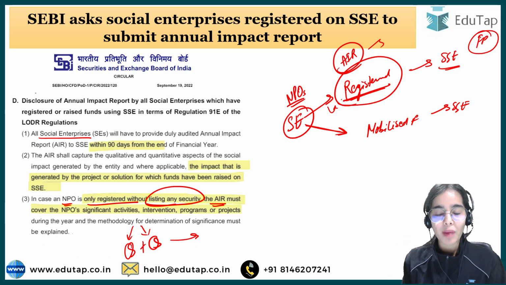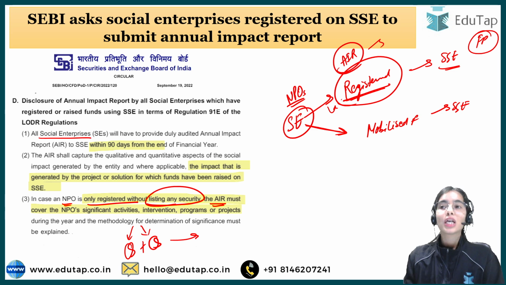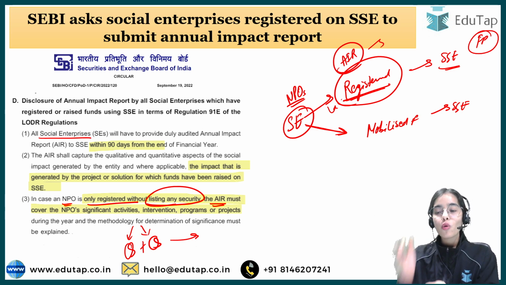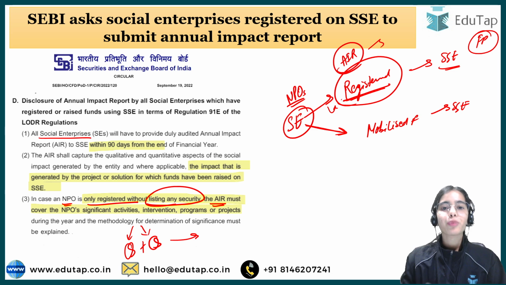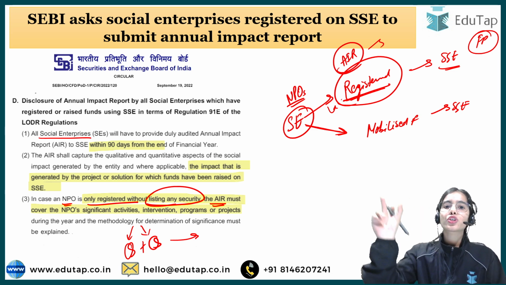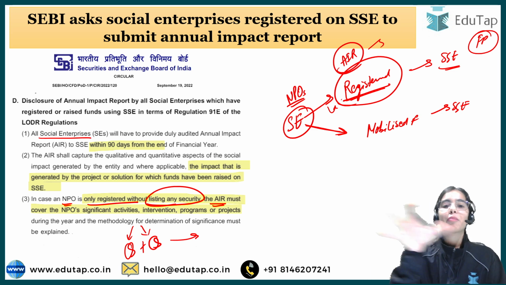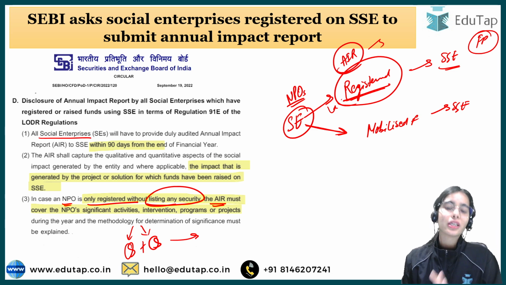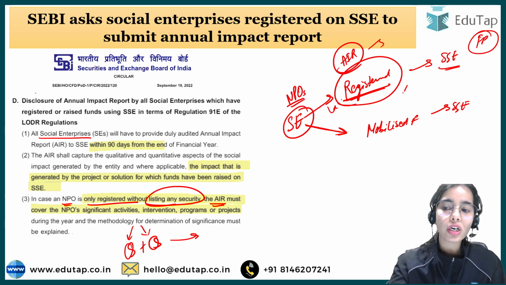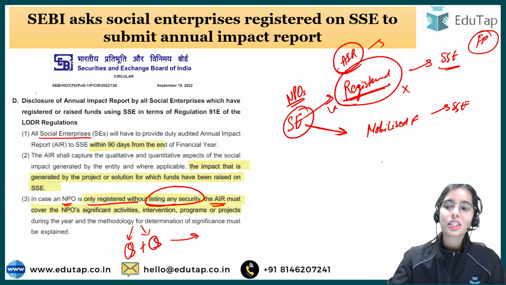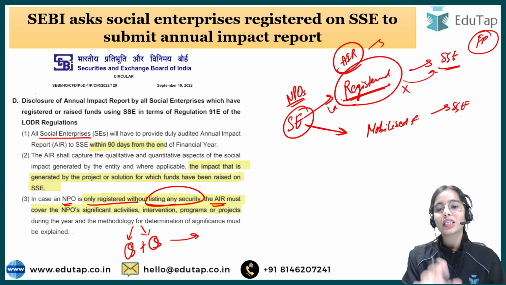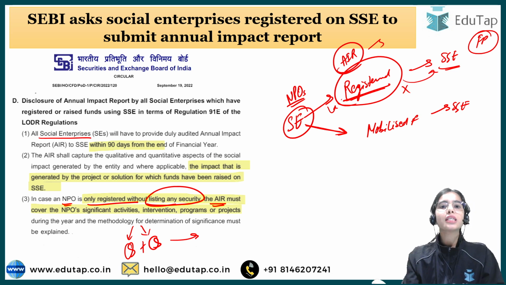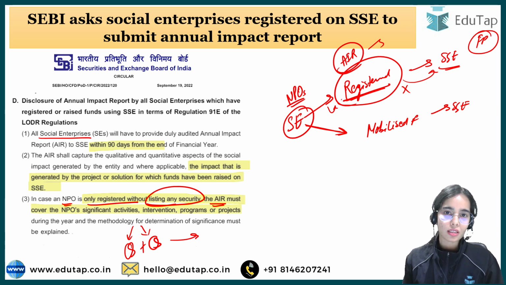Okay, so if this new NPO that has just got registered with the SSC is releasing the annual impact report, this will show the fund providers, this will show the big companies, how much impact the NPO is making. And then under the corporate social responsibility, the different companies might provide the fund to this NPO also. So that's why all the social enterprises, even if they have not mobilized the fund, they have just registered with the SSC, even those have to provide the annual impact report, so it can showcase the prowess of this particular NPO to make the impact in the society.